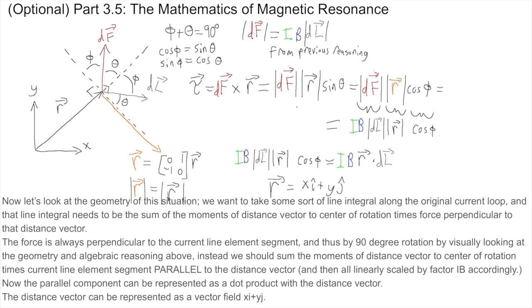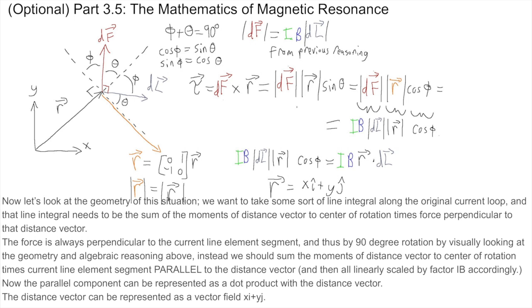We want to take some sort of line integral along the original current loop, and that line integral needs to be the sum of the moments of distance vector to center of rotation times force perpendicular to that distance vector. The force is always perpendicular to the current line element segment, and thus by 90-degree rotation, by visually looking at the geometry and algebraic reasoning above, instead we should sum the moments of distance vector to center of rotation times current line element segment parallel to the distance vector, and then all linearly scaled by factor IB accordingly.